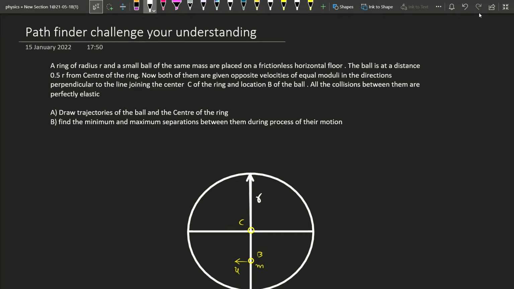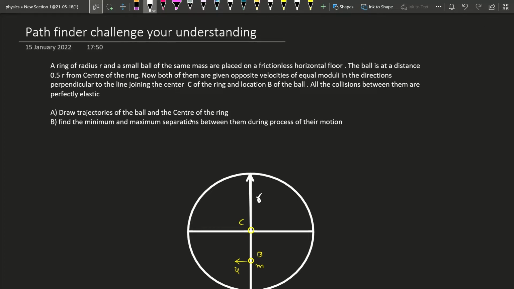All the collisions between them are perfectly elastic. Now the questions are to draw the trajectories of the ball and the center of the ring. So we have to find out the trajectories followed by the ball and the center of the ring after the collisions, and find the minimum and maximum separation between them during the process of their motion. So that is the thing that we have to find.